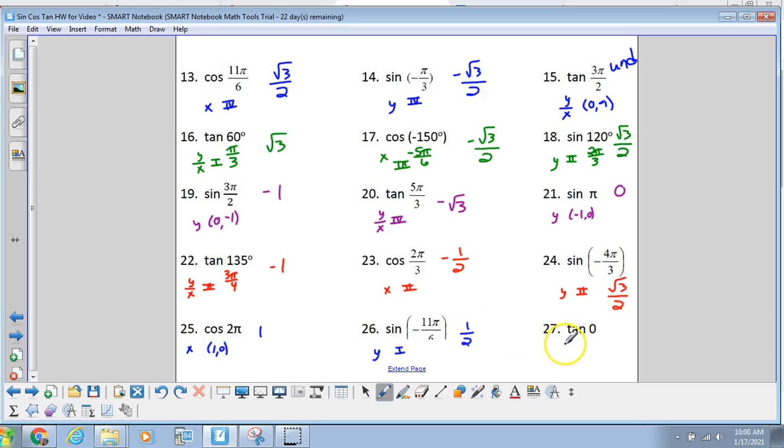And number 27, tangent of 0. Tangent is y over x. Remember, the coordinates for 0 are 1, 0. So 0 over 1 gives us a value of 0.